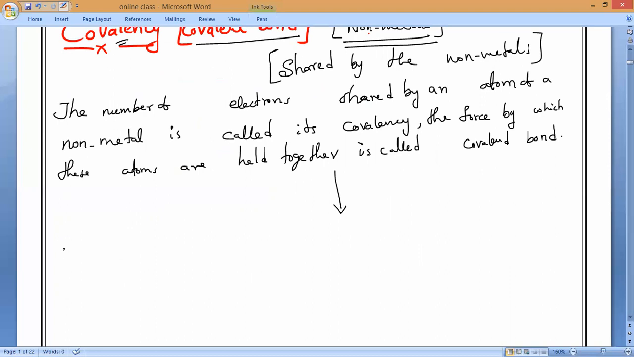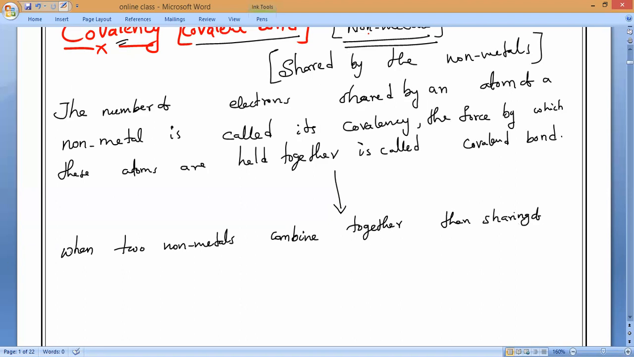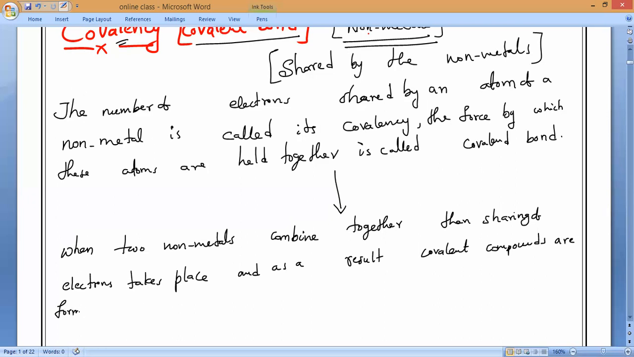When two non-metals combine together, then sharing of electrons takes place, and as a result covalent compounds are formed. Everyone okay?